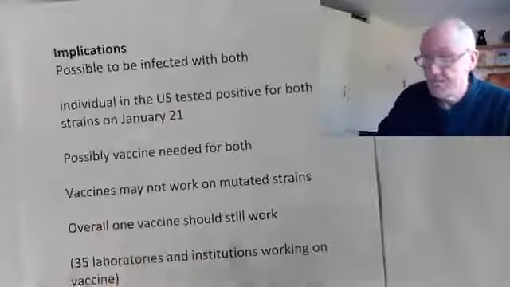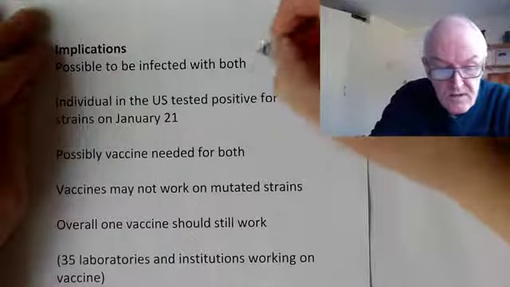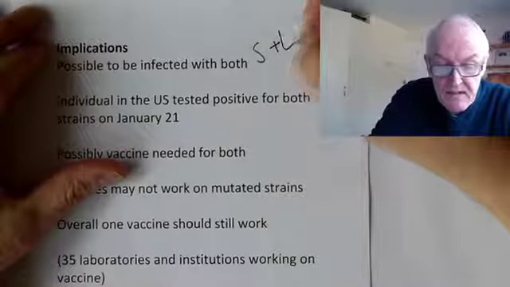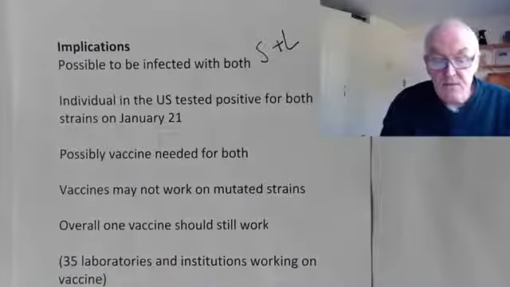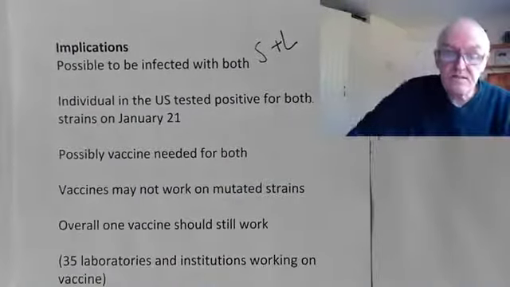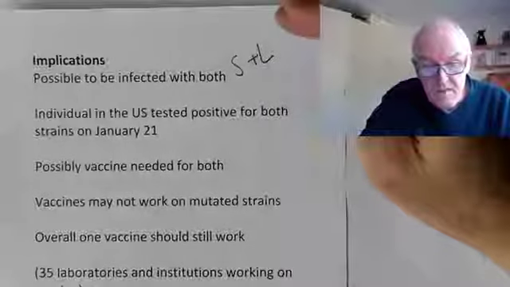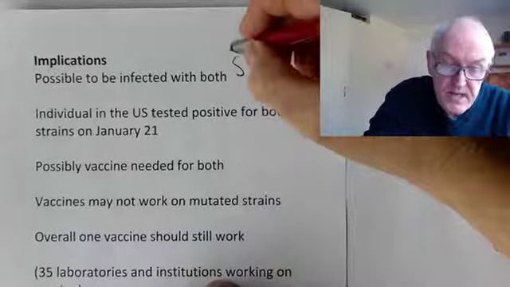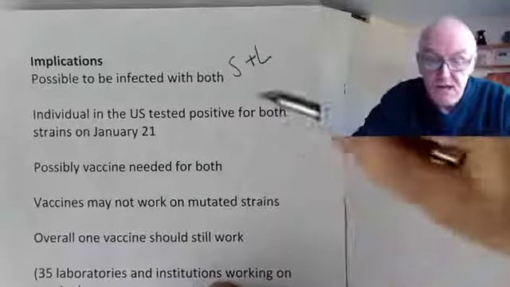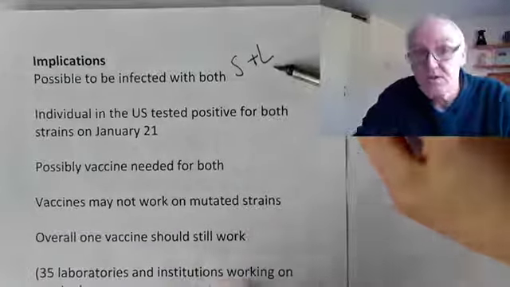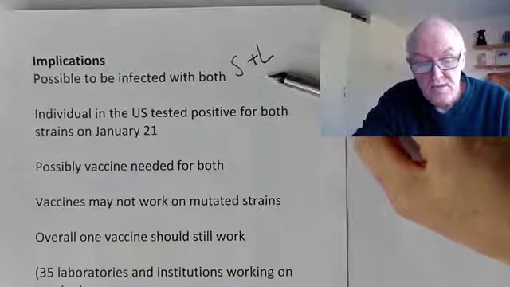Now, practical implications of this. Well, one thing is it's possible to be infected with both the S and the L type. So it looks like to some degree the S and the L type are circulating. Now, I know this doesn't quite add up because we've said that it looks like it might be the S type that's causing the pandemic and the L type is more transmissible. But it looks like there might be more S types than L types, although this all needs to be clarified. We're not sure about this at the moment. But this seems to be what's happening.